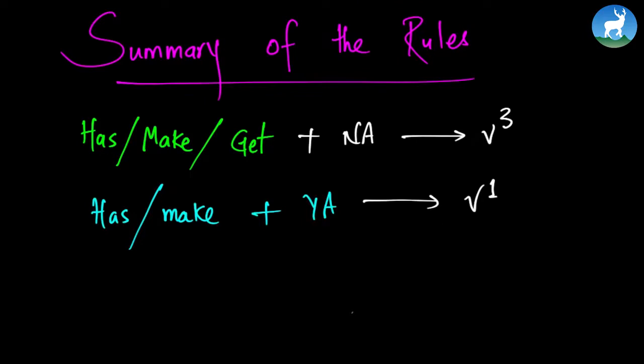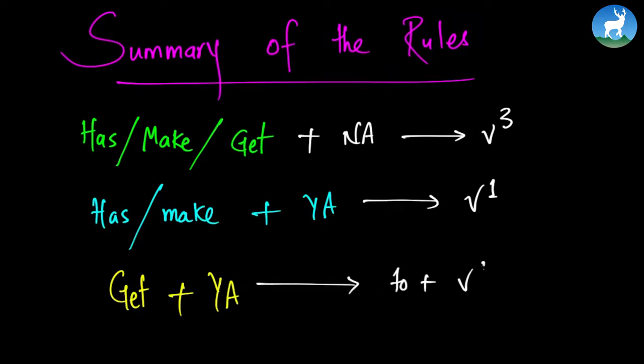Simply V1. Final rule. Get plus yes, agent. Simply to plus V1. Can you memorize this? Can you remember this? This is the basic rule of causative verbs. Summary of the rules, right? Has, make, get. No agent. Simply V3, past participle. Has, make, yes, agent. V1. Get, yes, agent. To plus V1.